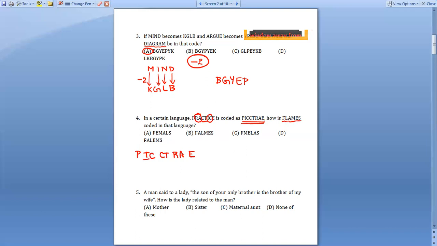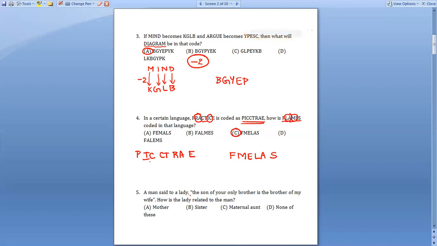code the word flames. So according to the previous pattern, we have to retain the first and last letter as they are. So F and S. So we are going to swap LA and ME. So ME comes first and then LA. So don't worry about the middle 2 letters because this is just a 6-letter word. So we don't have the middle 2 letters. So FMELAS, that is option C. Got it? Next.